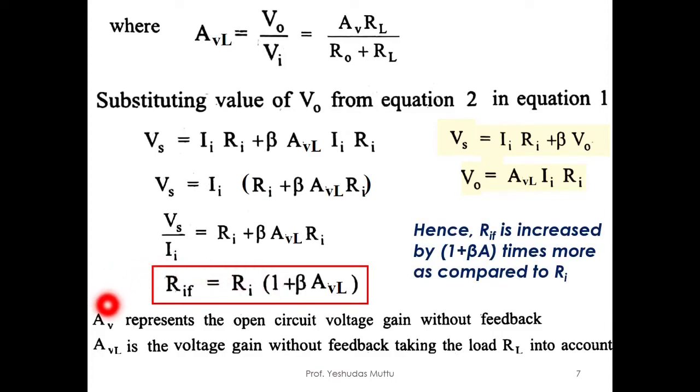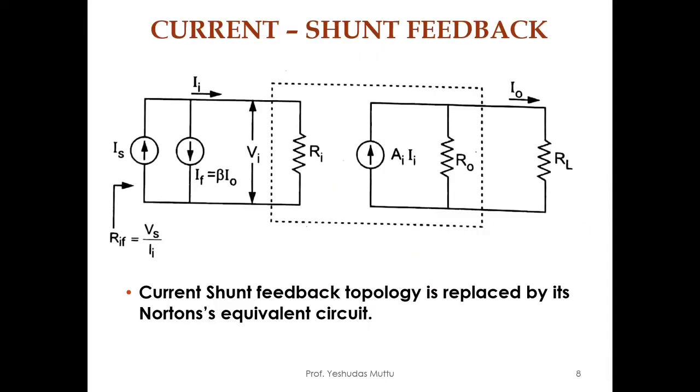So these are the things just to tell you the difference between AV and AVL. You can just read. So done with the first topology. Let us start with the second topology now, current shunt feedback.